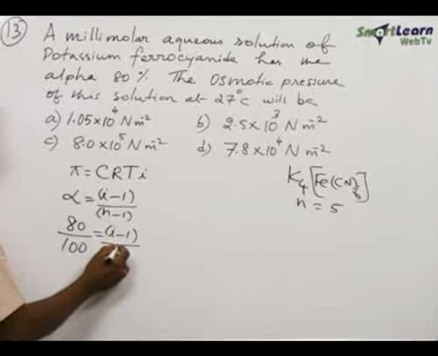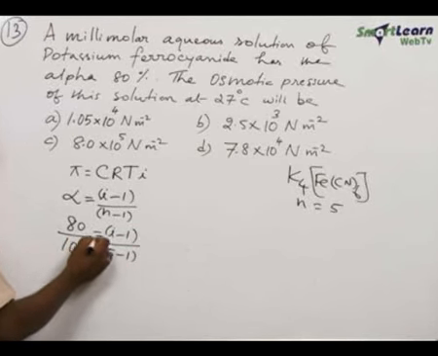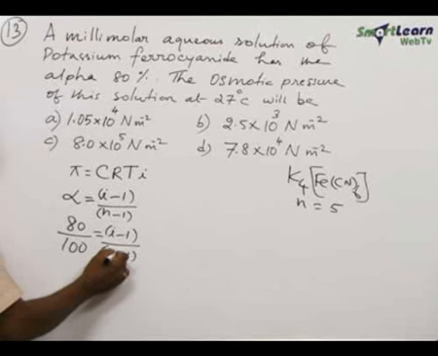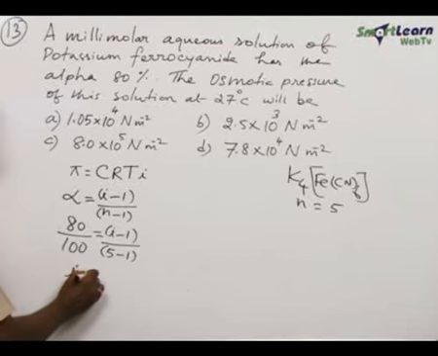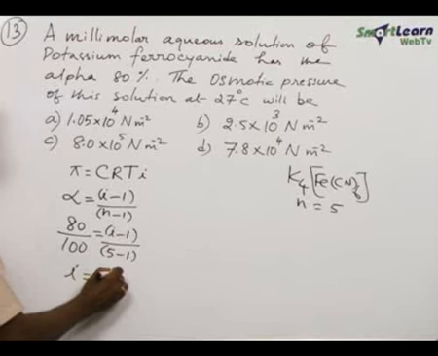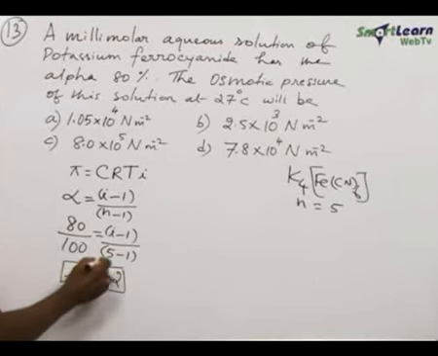So i minus 1, and here 5 minus 1. So 80 by 100 is equal to i minus 1 divided by 5 minus 1. Solving for i, we have the value i is equal to 4.2. 4.2 is the Van't Hoff factor for potassium ferrocyanide.